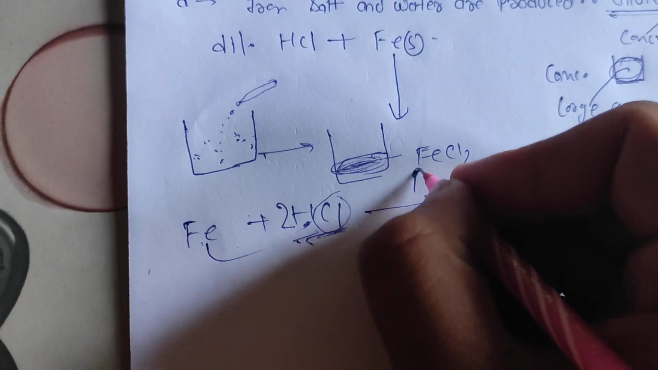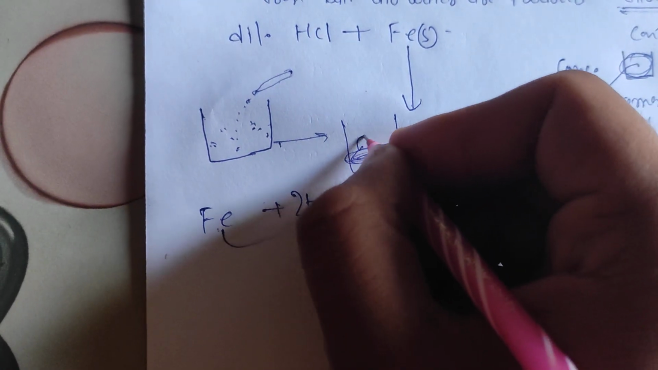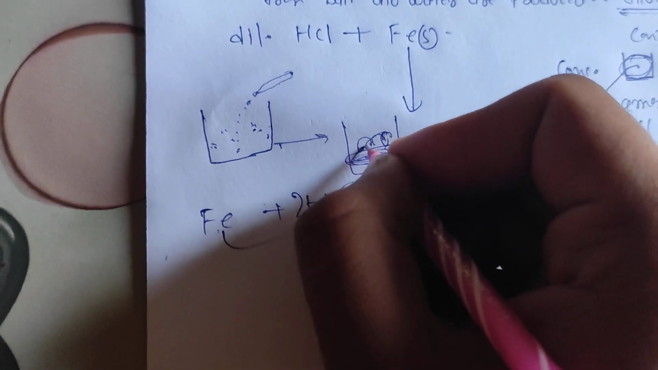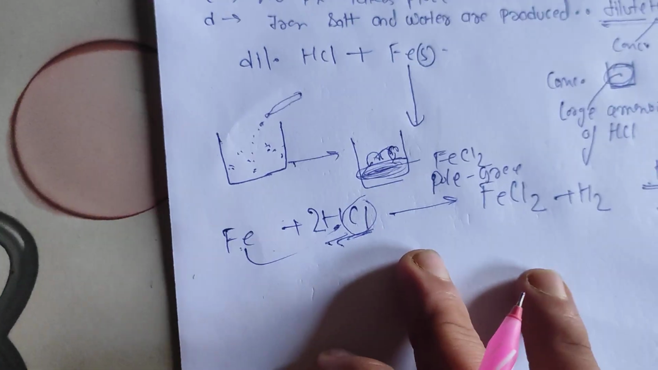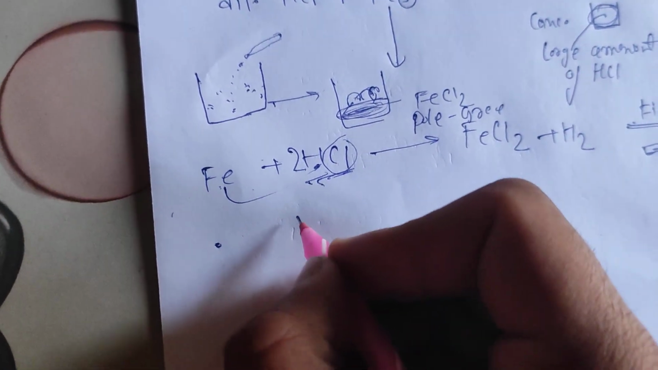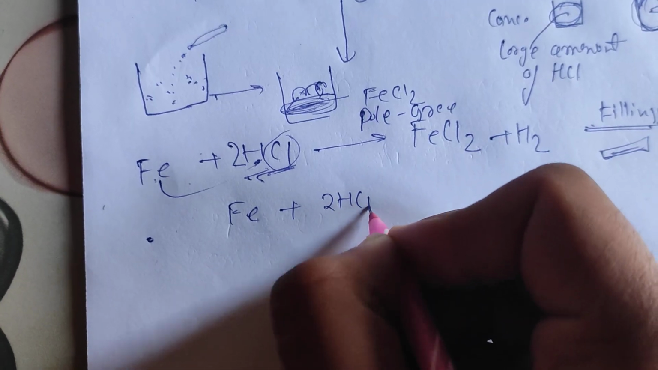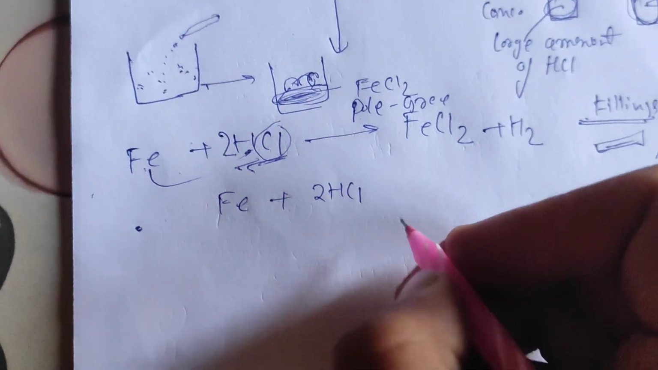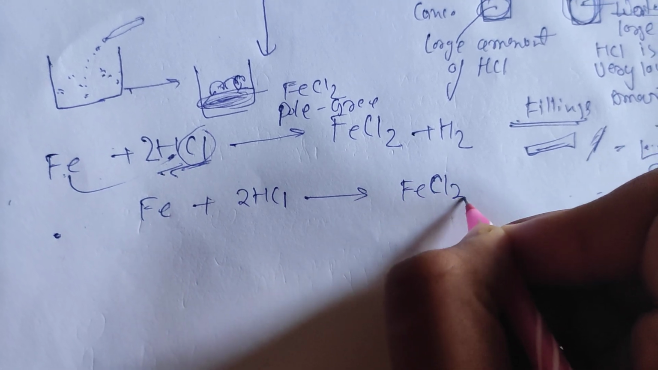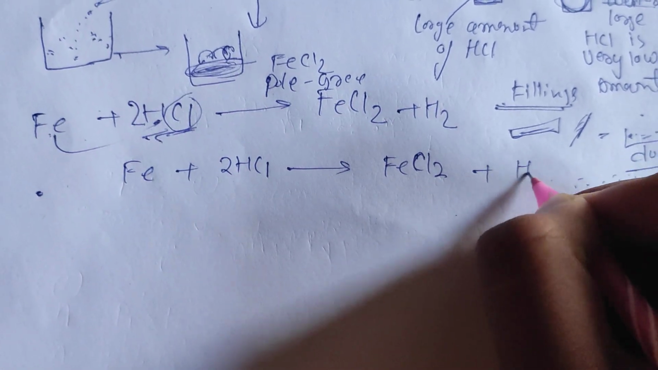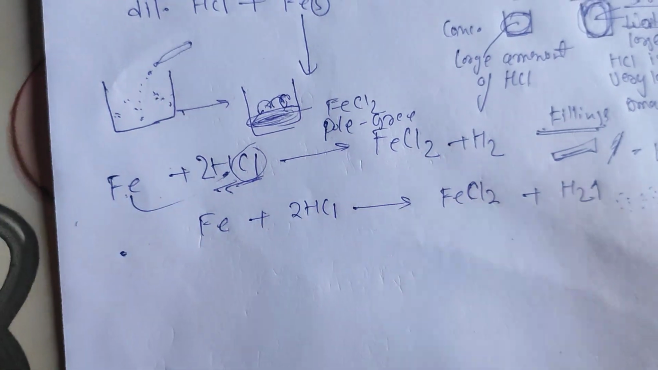So we get this iron chloride salt, iron second chloride, and we see a pale green color. Hydrogen gas is formed in the form of bubbles. So let's summarize. Iron plus 2 HCl: when hydrochloric acid is added to the iron filings, we get iron chloride plus hydrogen gas.